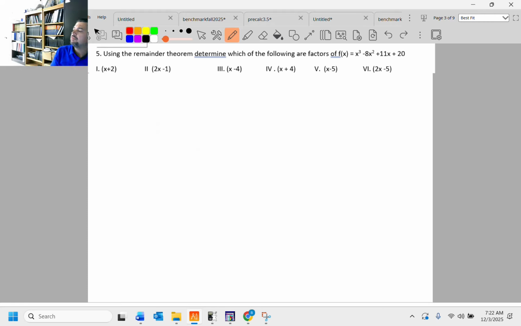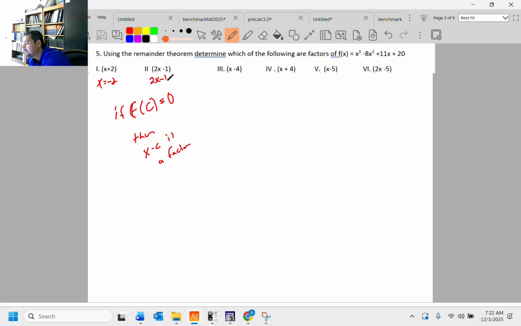Use the remainder theorem to determine which of the following are factors of f of x equals blah, blah, blah. So the remainder theorem says if f of a constant is 0, then x minus the constant is a factor. So let's figure out what these x values are. Here x is negative 2. 2x minus 1 is 0, so x is 1/2. Here x is 4, x is negative 4, x is 5. 2x minus 5 is 0, so x is going to be 5 halves.